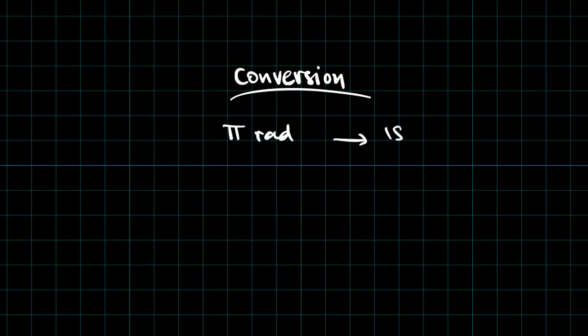What else have we studied? That is the conversion. What is the conversion? The conversion is pi radians equals 180 degrees, and this can be used both ways. Either we can take an angle in degrees and convert it into radians, or vice versa.